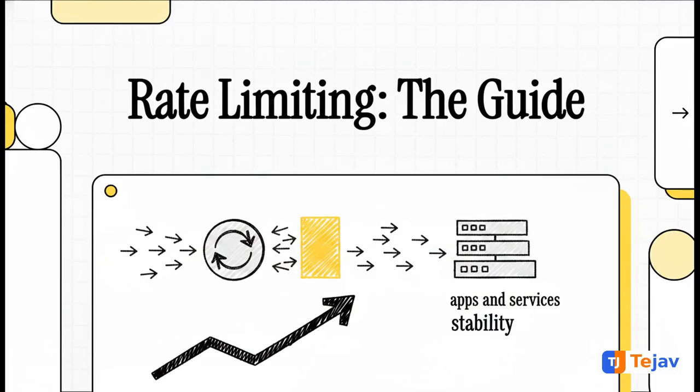All right, let's talk about something that comes up in pretty much every system design interview: rate limiting. It might sound a bit dry, but trust me, it's the secret sauce, the unsung hero that keeps everything from crashing. So let's just dive right in.